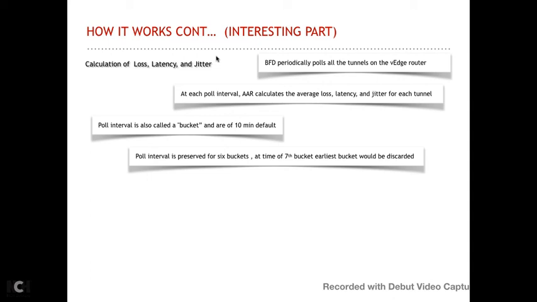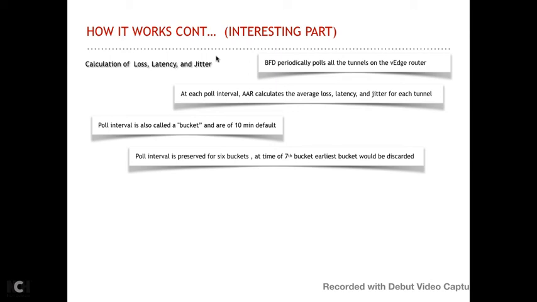So by default, there are 6 buckets present in this particular BFD file. So if I say 6 buckets, that is 1 hour. So 10 minutes for one bucket, with all the data calculation gathered from almost 600 packets, right? And the same then happens for another 10 minutes, which is called bucket 2, which has the data for 20 minutes, then the third bucket for 30 minutes, the fourth for 40, and so on up to 60.